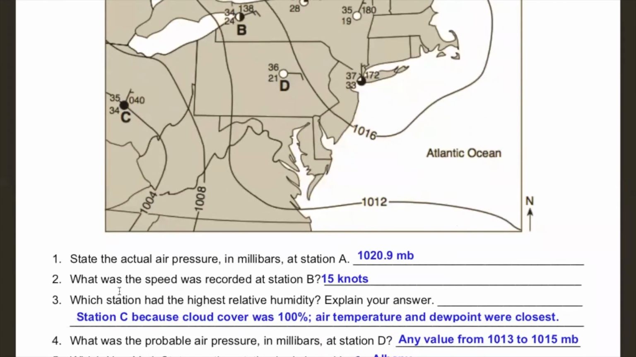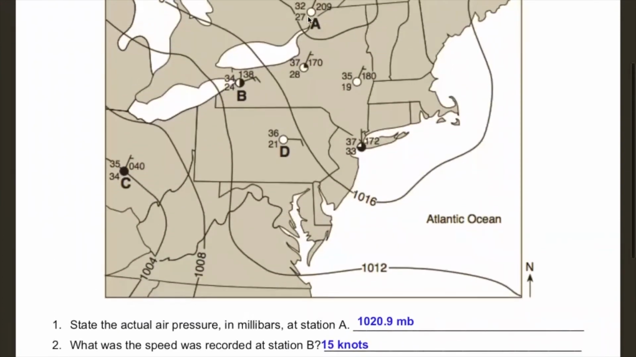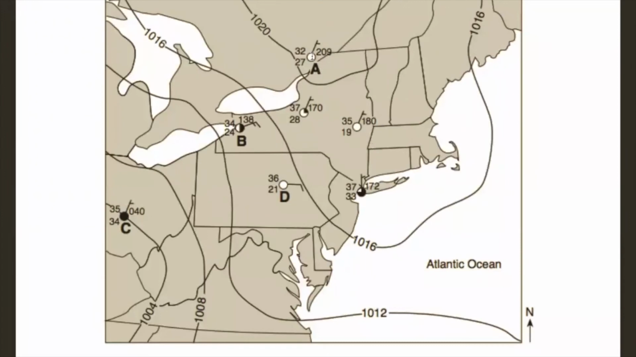Okay, which station had the highest relative humidity? So which one was the most full? Okay, rainy. So we have station A. A has no clouds. Okay. B has half clouds. They're pretty far apart, these dew point temperature and air temperature. Okay, this one has 3/4. I mean, the more clouds you have, the more likely you are to be full. So the one with most clouds should immediately make you think, oh, C.